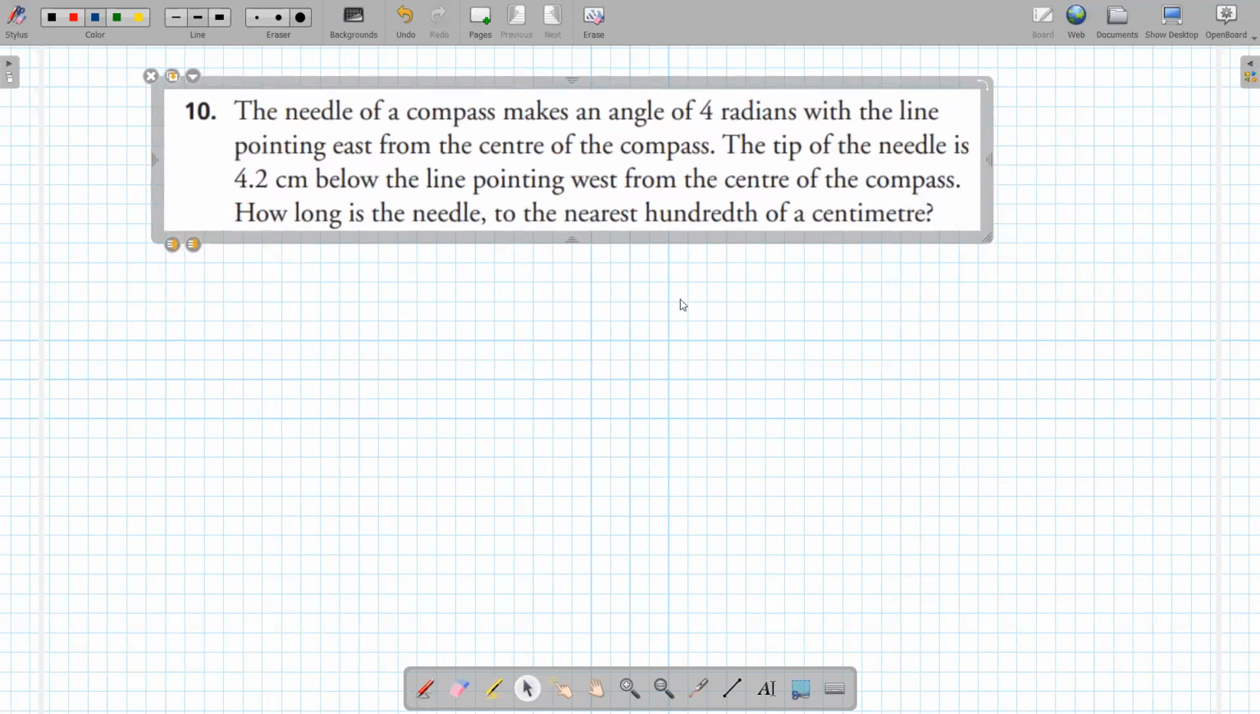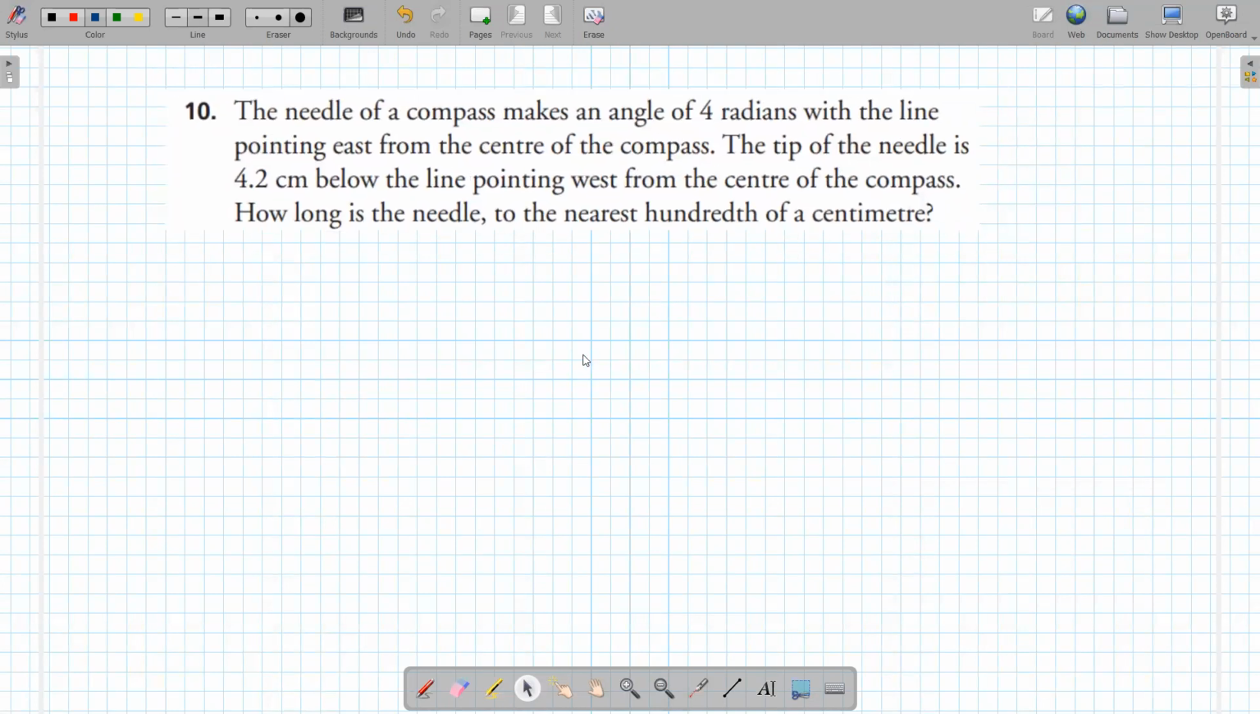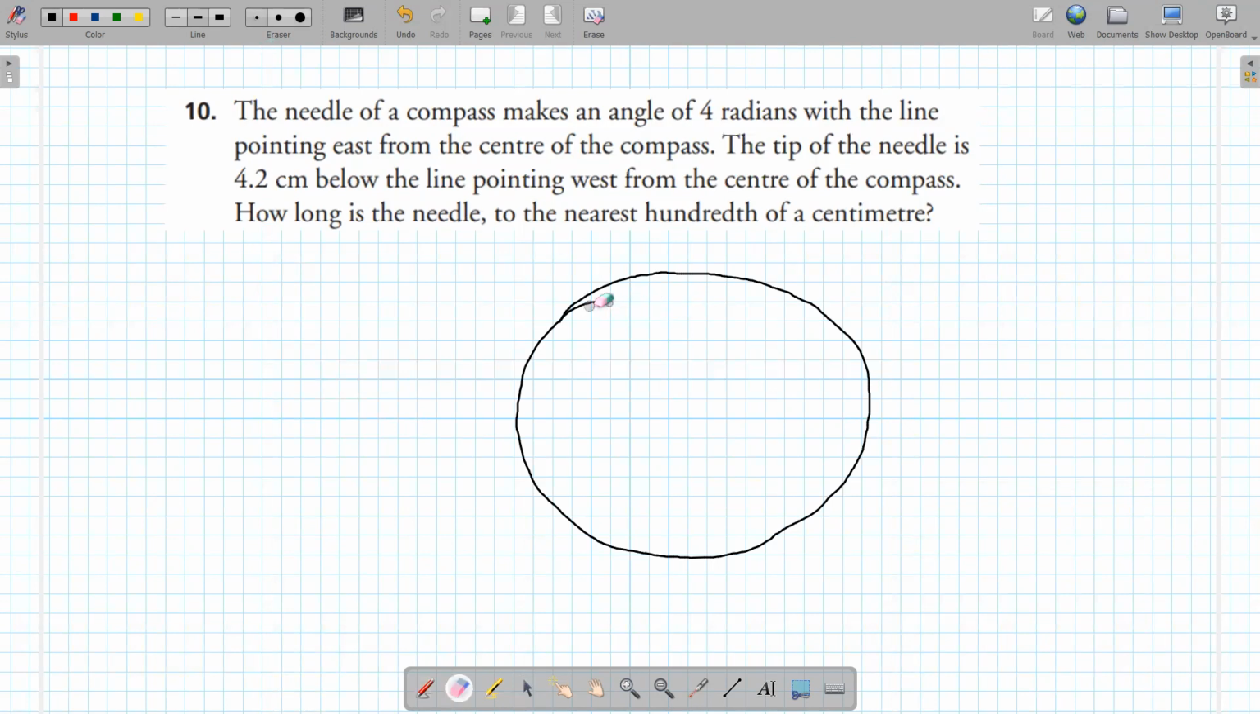So there's a compass. The needle of a compass makes an angle of 4 radians with the line pointing east from the center. Which quadrant is 4 radians in? Think about it not in terms of pi, but what pi actually represents. Pi is 3.14. This is the center, right? Up here you would have pi over 2, which is 1.57-ish. Over here you have pi, which is 3.14.